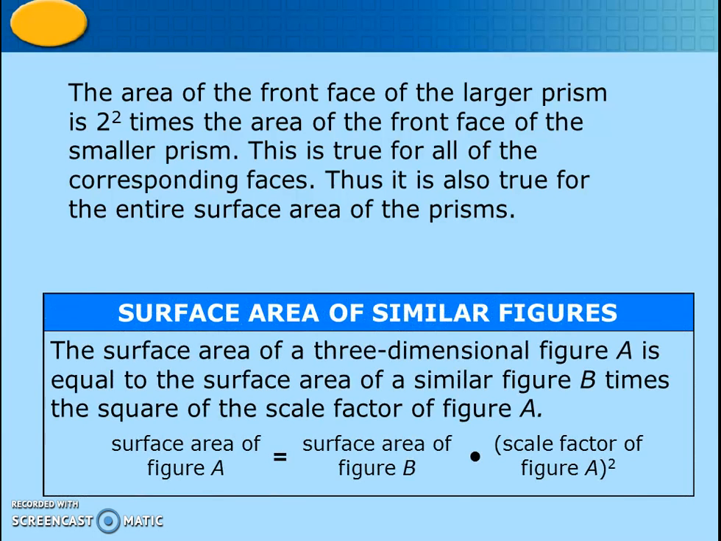So, the surface area of similar figures. Surface area of a three-dimensional figure A is equal to the surface area of a similar figure B times the square of the scale factor of figure A. So if we've got the surface area of figure A, it is the surface area of figure B times the scale factor of figure A squared.